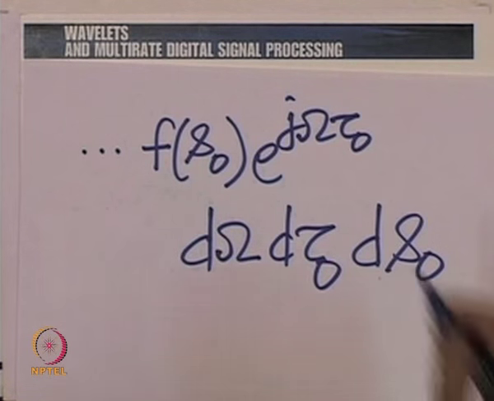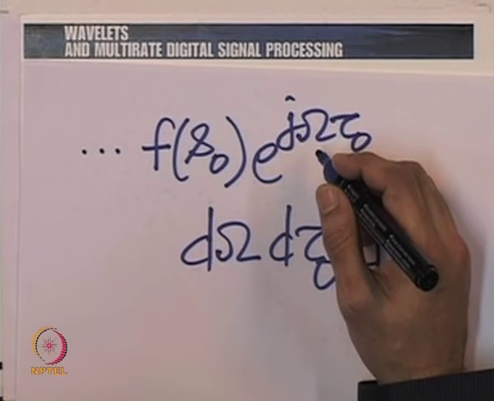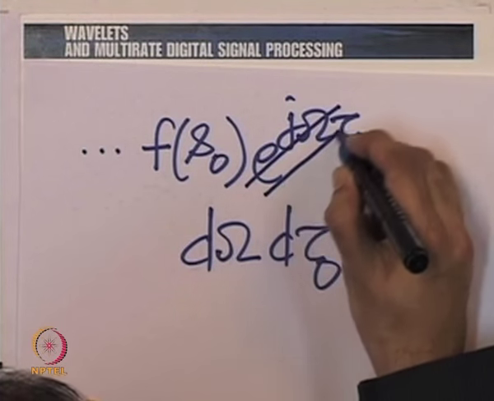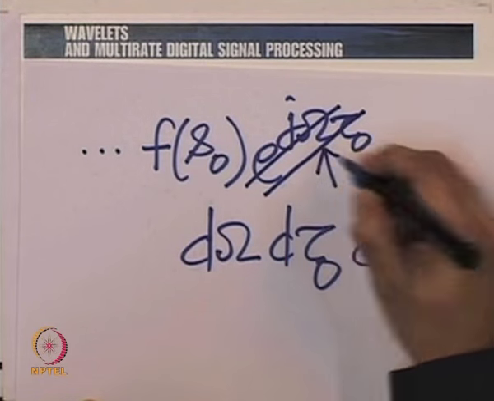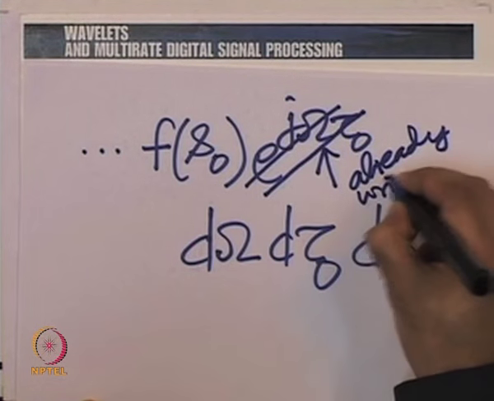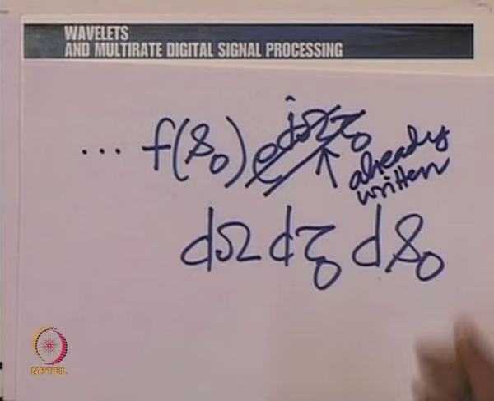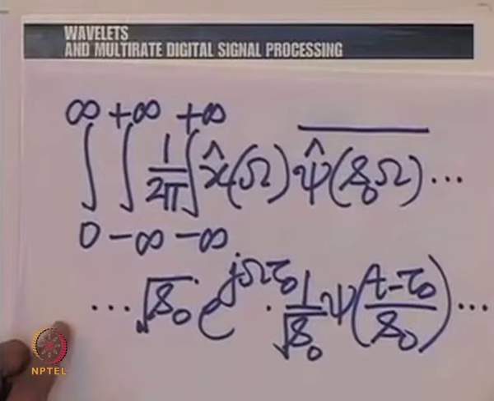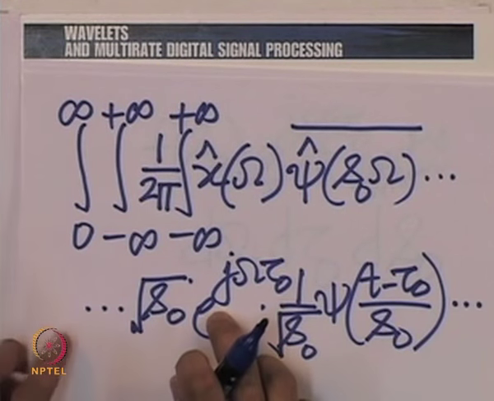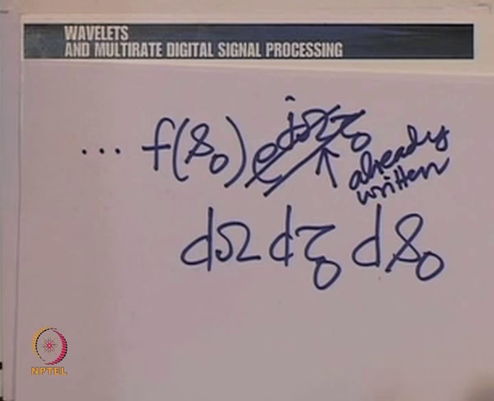So in fact, actually there is a little correction. I do not need this e raised to the power, I have repeated this term here. So it is already written, so I do not need to write this twice. So the tau naught part is the easiest to deal with. It's only this and this that depend on tau naught. So let's take care of that first.